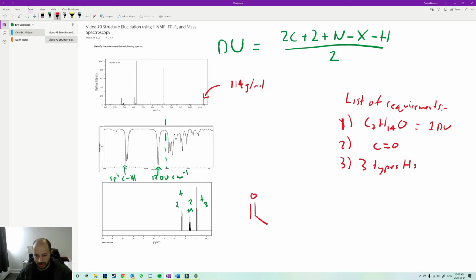Okay, so let me try. I'm gonna try some things out here. I'm gonna try 1, 2, 3, 4, 5, 6, 7. I'm gonna try that, right? Problem with this is how many distinct hydrogens do I have? Well, I have 1, right? We're gonna label this as 1. This is 2. This is 3. This is 4, and this is 5. But I only have 3 peaks here, right? So that compound does not work.